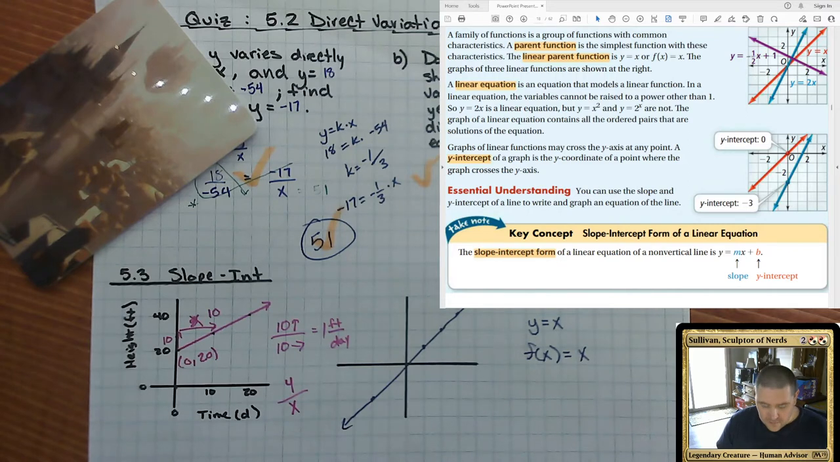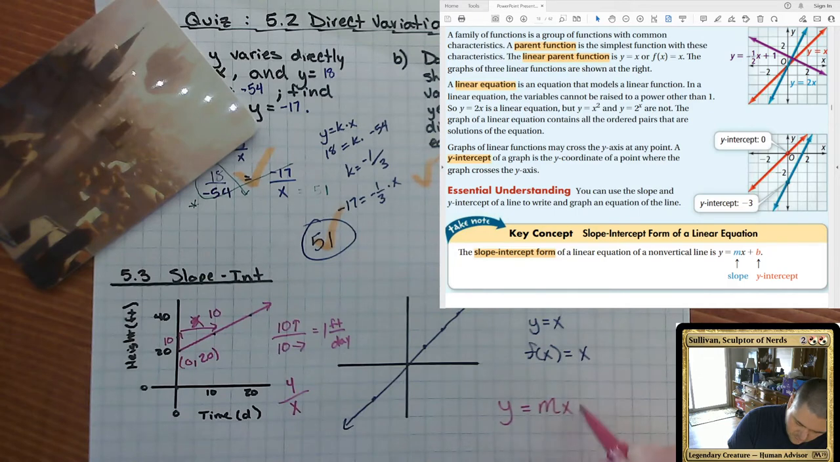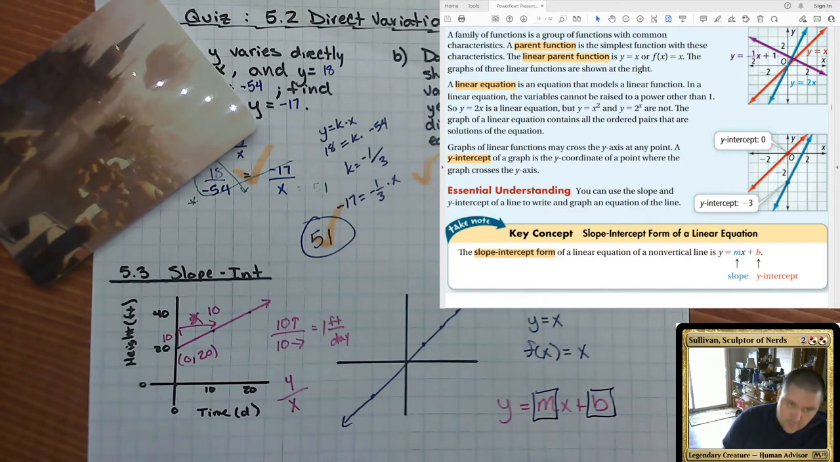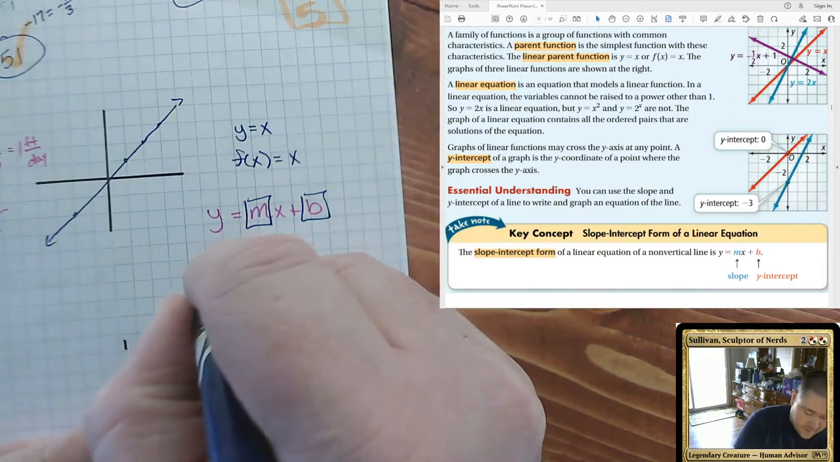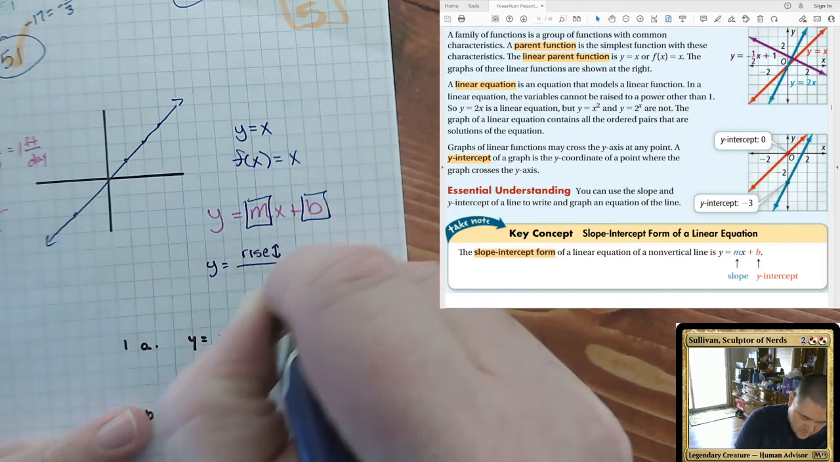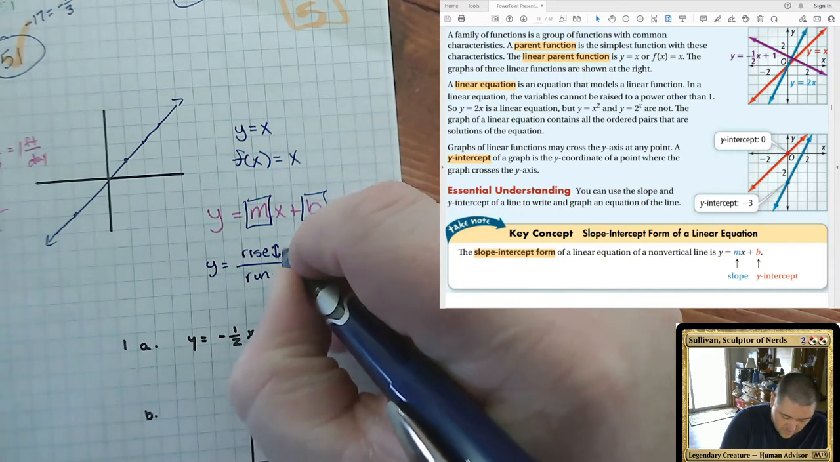The two primary things about it, the things that matter more than anything else, are the slope. They use M to represent slope, probably because S's look like fives, or it's used elsewhere in math. B is a y-intercept. So I want you to write this mx plus b business here. I would also like you to write that down as y is rise over run. Just like when we first learned our slope stuff, I had said to put your little arrows there.